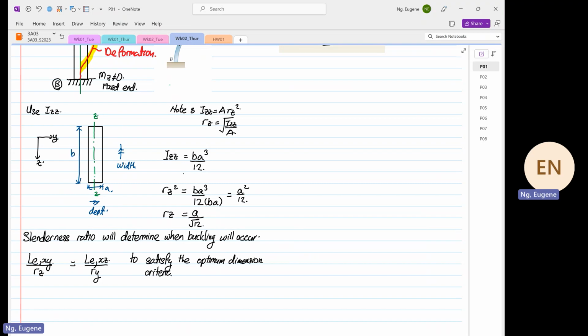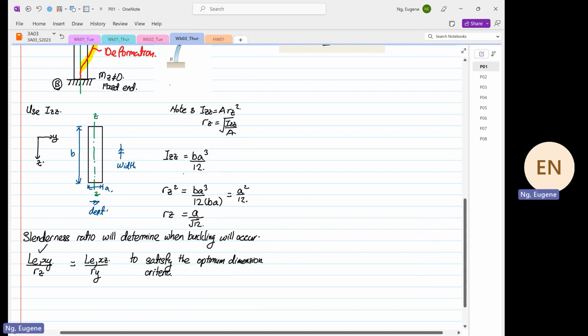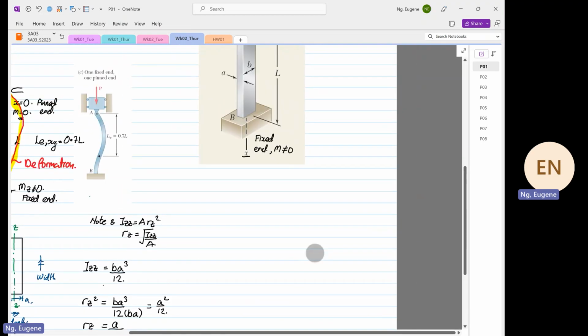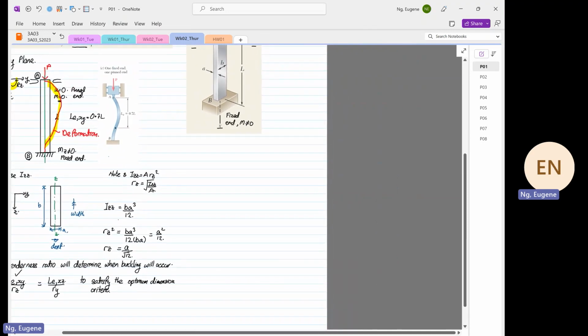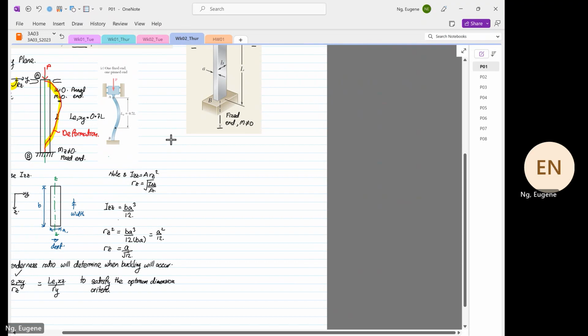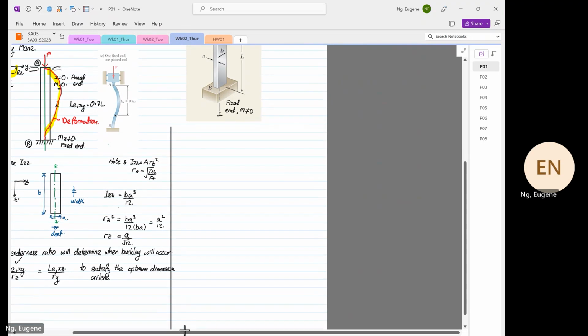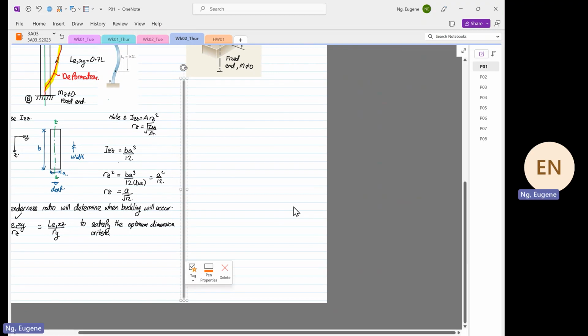So we have finished analyzing the slenderness ratio for LE XY over RZ. Next, we're going to find it along the XZ plane. So now I'm going to sketch out the XZ plane, and I'm going to do it side by side so we can see it clearly.